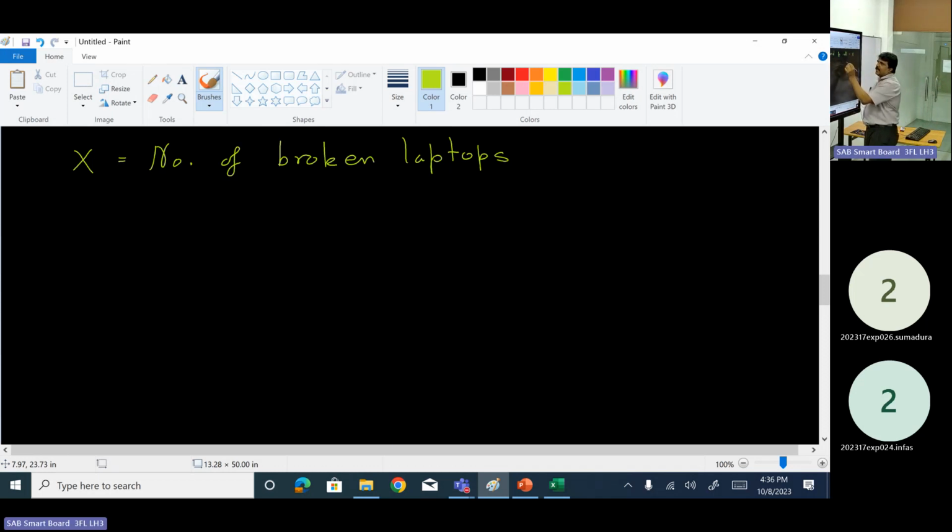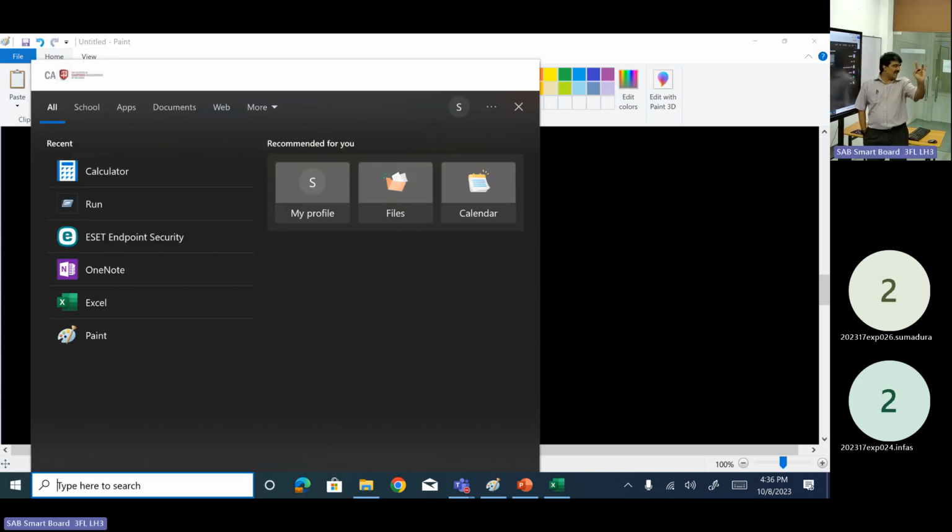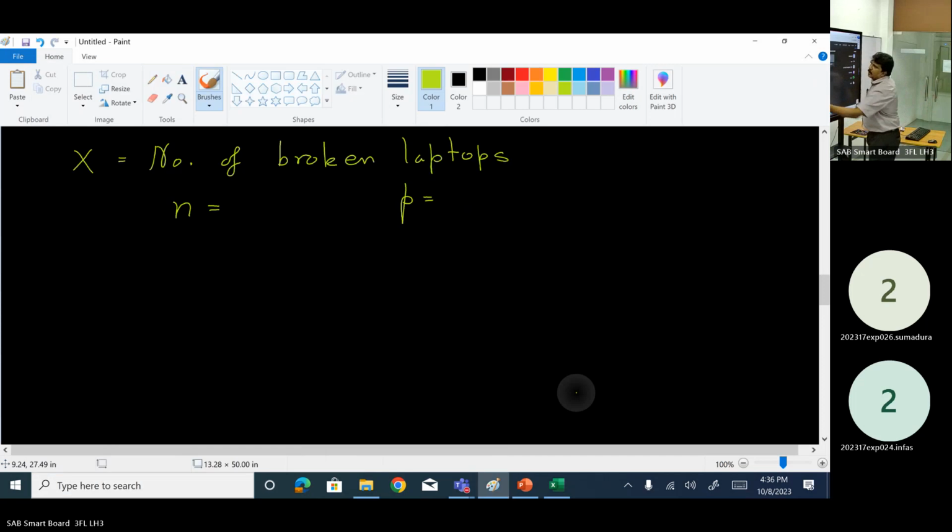Variable identified. Then parameters N, P, two parameters. What is N? 20, right? 400 is given there just to confuse. We take only 20, let them have whatever number they have. We are taking only 20, so that will be our N. Right? P, success probability. If it is broken, I am taking it as success, so it is 0.08.